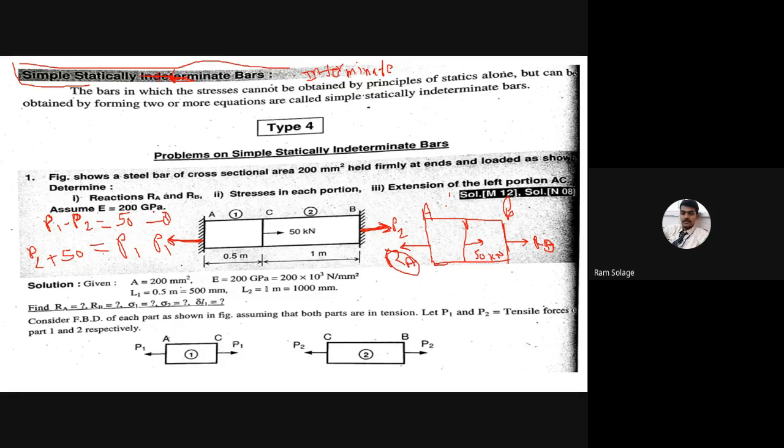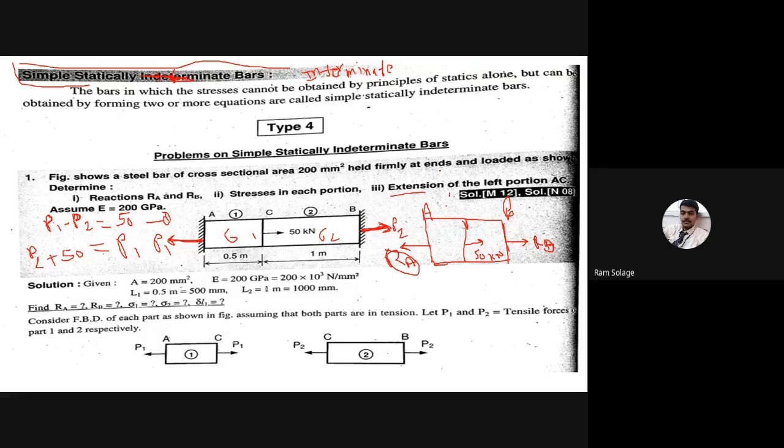The first question asks us to calculate RA and RB. Second question, the stresses in each portion: we have two portions, section 1 and section 2, and we have to calculate sigma 1 and sigma 2. For the calculation of sigma, we require the force and area.